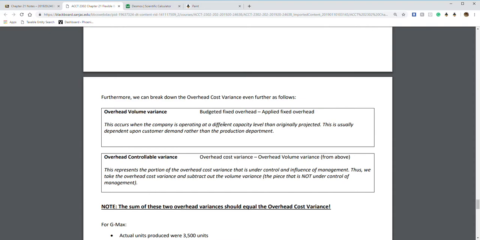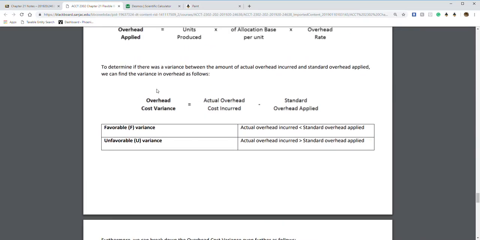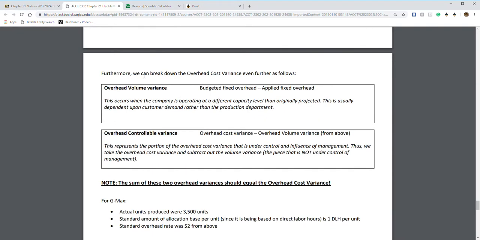Overhead controllable variance is overhead cost variance minus overhead volume variance. So we take this and subtract it from this. This represents the portion of the overhead cost variance that is under control and influenced by management. Thus, we can get on management a little bit more. It really helps out a little bit more.